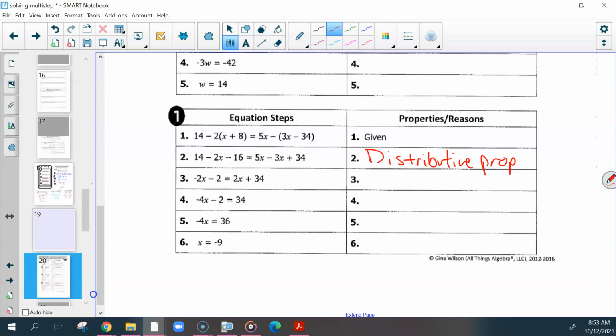From step 2 to step 3, what did they do there? To both sides? I'm sorry, add 5. Did they do that to both sides? Belinda? Yeah. So they combined that 5 and that negative 3 to get 2. And that 14 and that negative 16 to get negative 2. Sorry, I'm looking at the wrong one. You're good. So for that one, that would just be combined like terms.